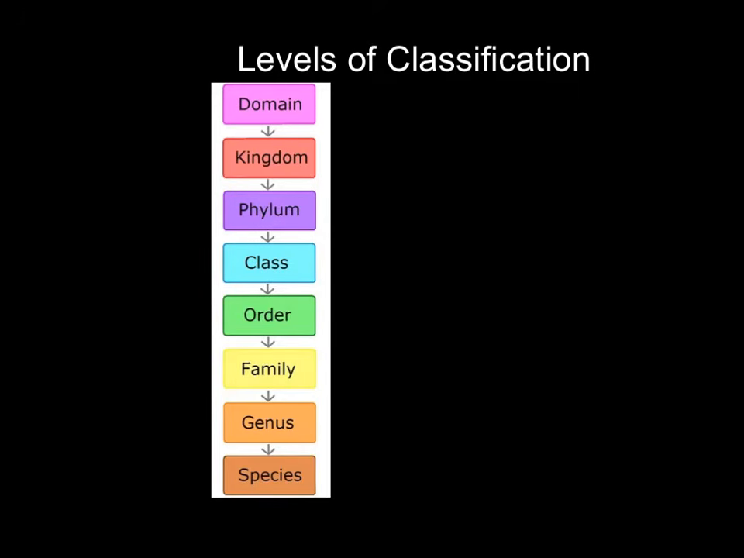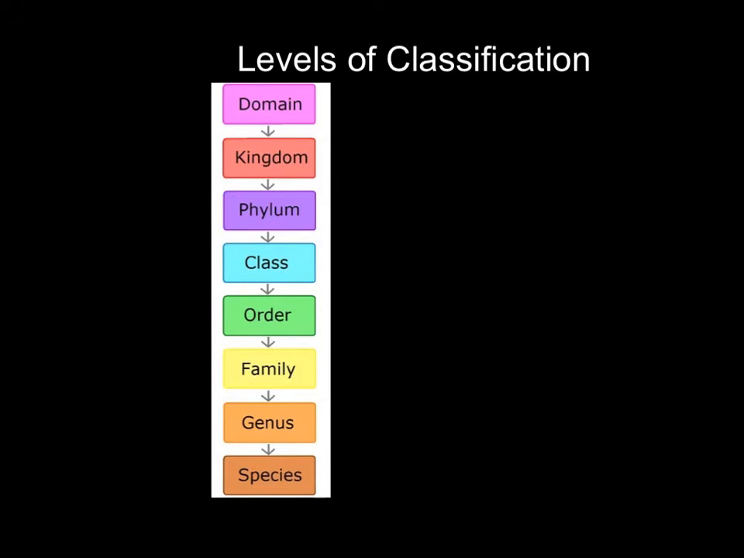So as you can see here, there are many different levels of classification. And if you just go right down the list, the highest level of organization is the domain. And then within the domain, there are kingdoms. Within kingdoms, there are phylum or phyla. Within a phylum, there's classes. Within classes, there are orders. Within orders, there are families. And then each family has one or more genus and species.